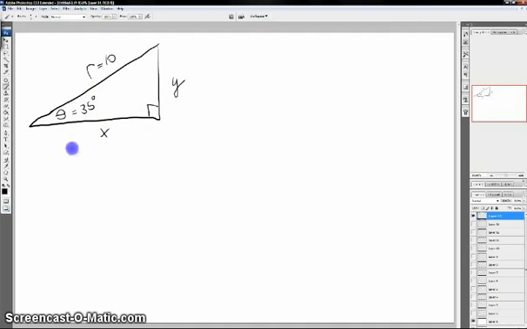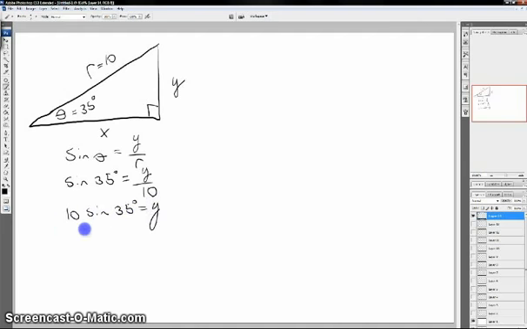I can set up the relationship that sine of theta is equal to the opposite over the hypotenuse, so that's y over r, or the sine of 35 degrees is equal to y over 10. If I solve this for y, I'll get that 10 sine 35 is equal to y, or y is equal to 5.74.